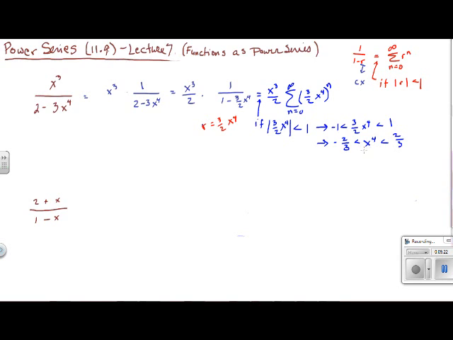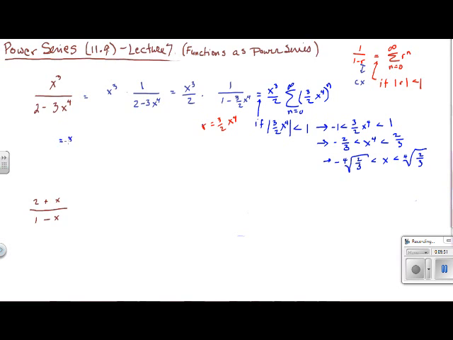So that means x to the 4th, well, x has got to be between the negative 4th root and positive 4th root. So that's going to be negative the 4th root of 2/3 less than x less than the 4th root of 2/3. So as long as I'm on that interval, this function is equal to this power series. And let's simplify that power series.